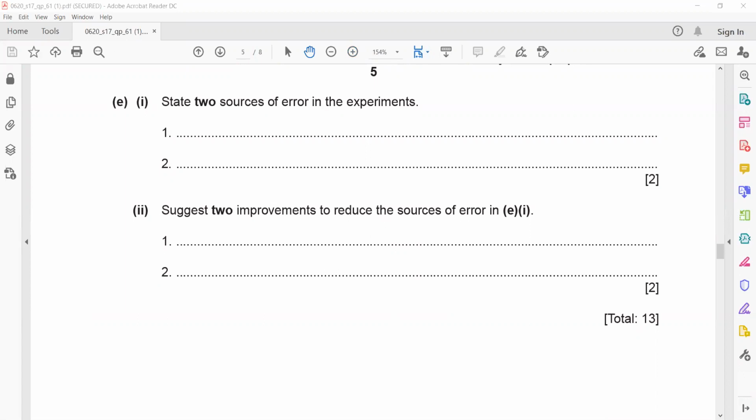So we should repeat the experiment, carry out the experiment many times. Or adding too much liquid from the burette, or quickly adding the liquid from the burette. So we should add gradually. That can improve the result. So 2 sources of errors: parallax error, and how you can improve that, look perpendicular.